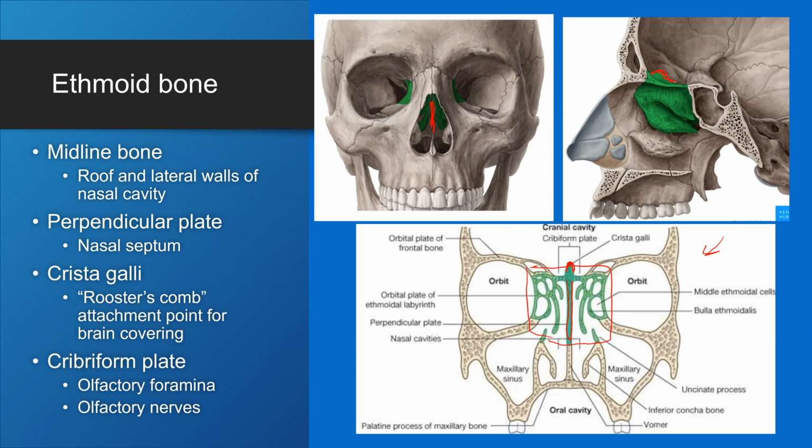So crista galli means rooster comb, and it's an attachment to a very important structure that is called dura mater. The dura mater is a tough membrane covering your brain, and it attaches to this crista galli. You also have the cribriform plate, this part here and over here, and inside you have openings, right? And they're called olfactory foramina. Olfactory nerves go through these foramina and enter the nasal cavity.